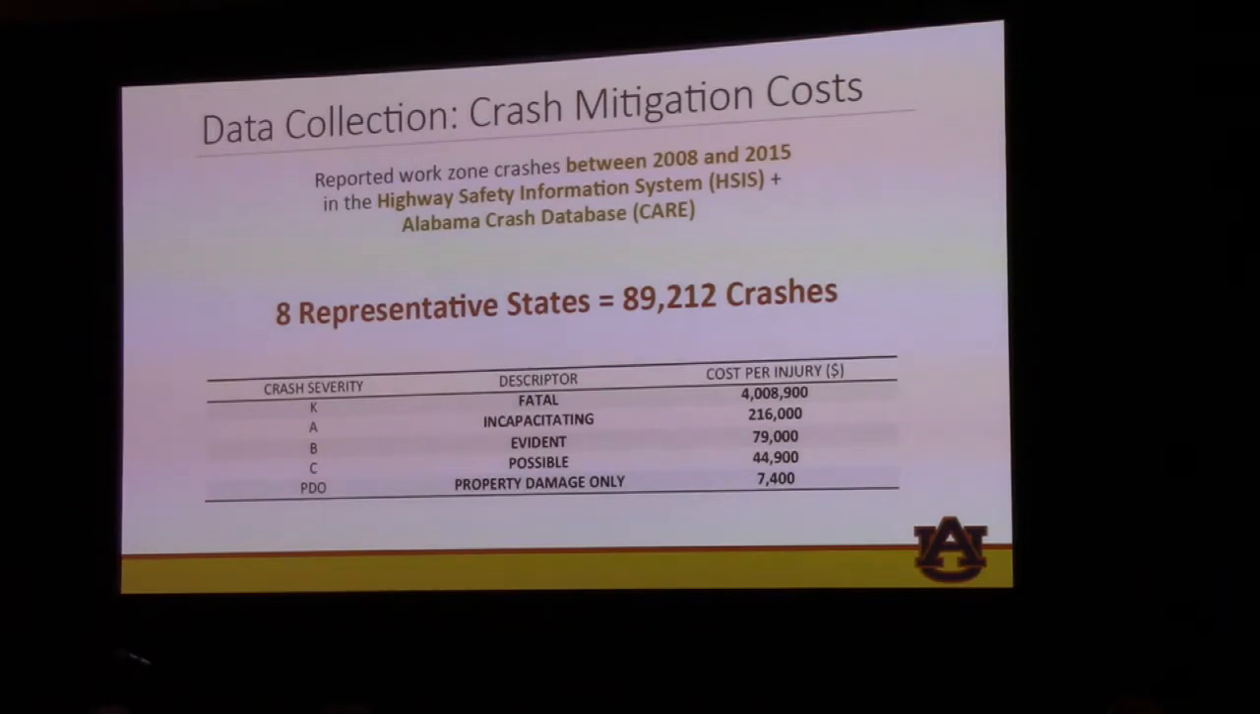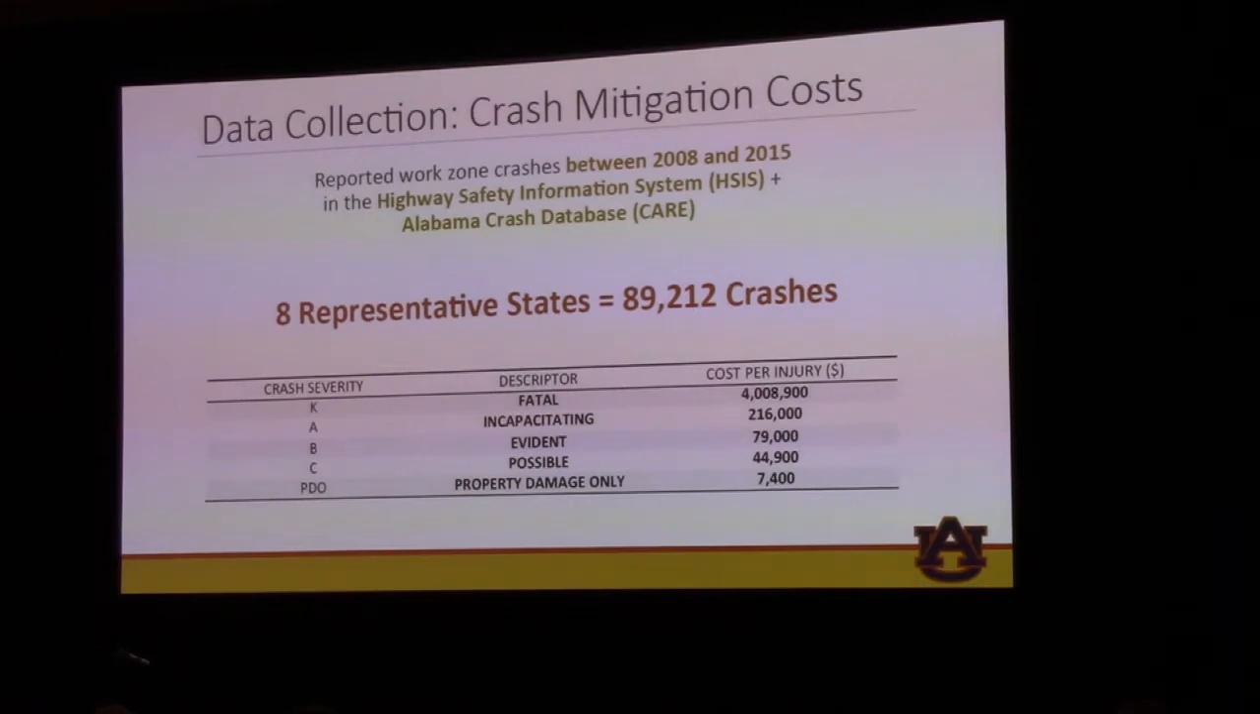So we had 8 representative states. 89,000 different crashes were involved in our analysis. So we had lots of information about the factors affecting crashes. And the information comes from 2008 to 2015. We deleted the really old stuff, so we tried to make it as modern as possible.